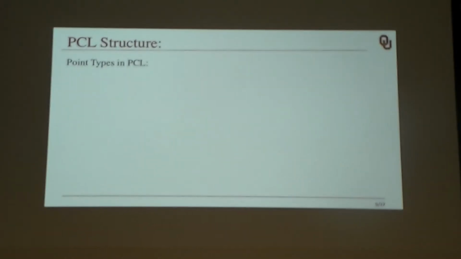So the main element in PCL is the point. So what types of points do we have? We have the first one, x, y, z, so just the coordinates for the point. So it's either white or black, white for the object and black for any other thing.